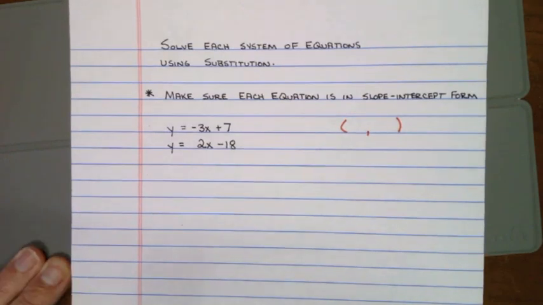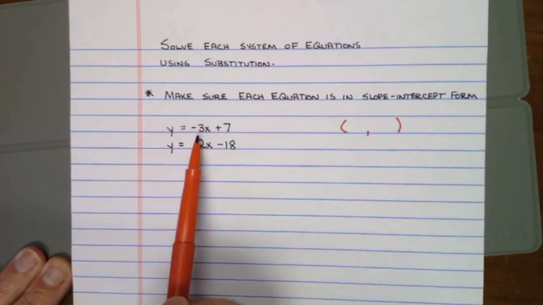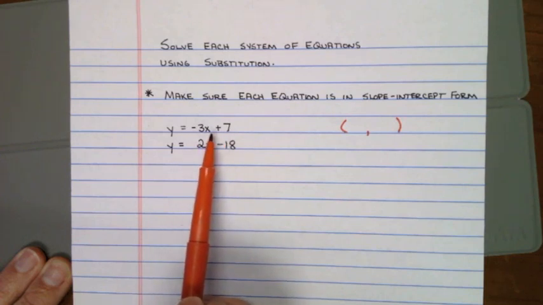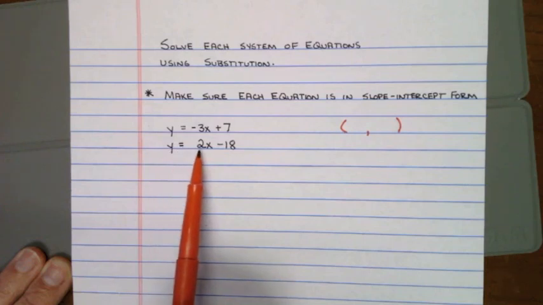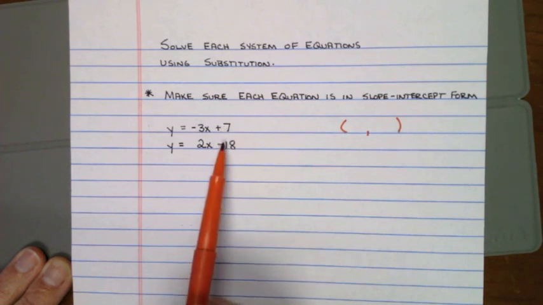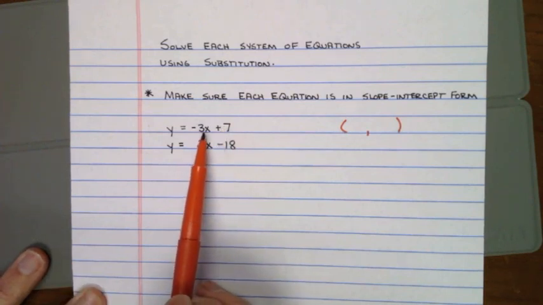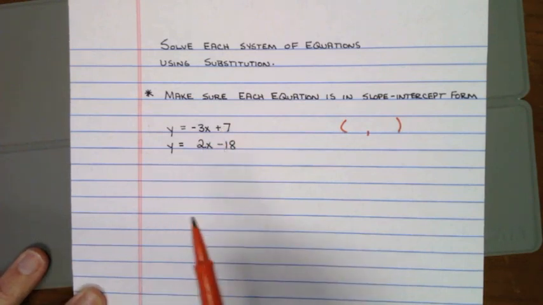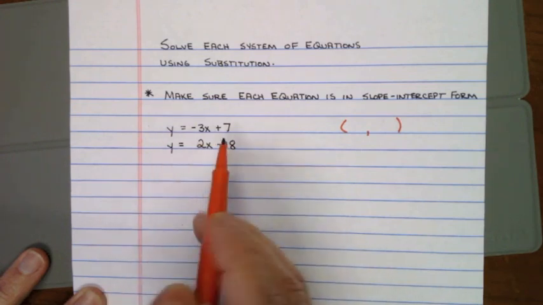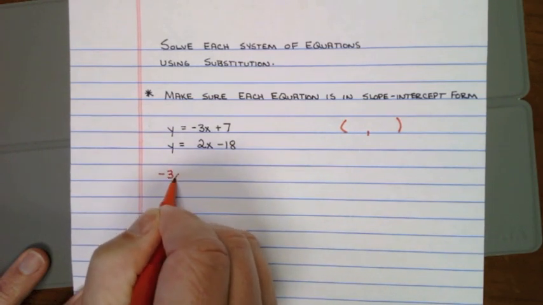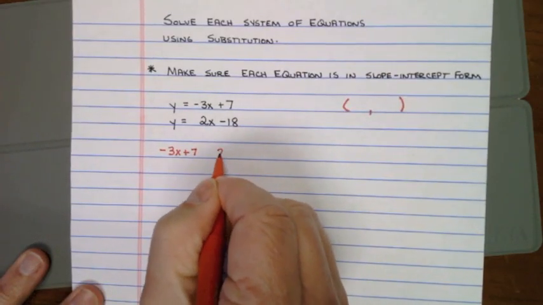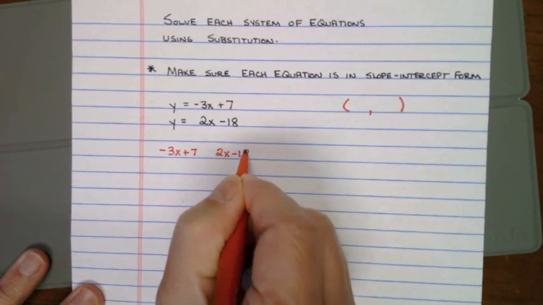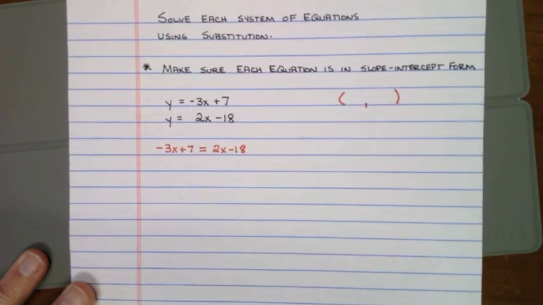If they're in slope-intercept form, it's telling me that y is equal to negative 3x plus 7, and that y is equal to 2x minus 18. If y is equal to this expression and this expression, that means I can take these two expressions that have the x's in them and set them equal to each other. If y is equal to negative 3x plus 7 and y is equal to 2x minus 18, then those two things are equal to each other.